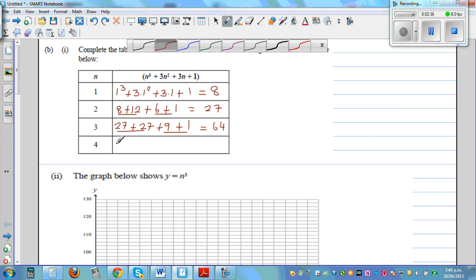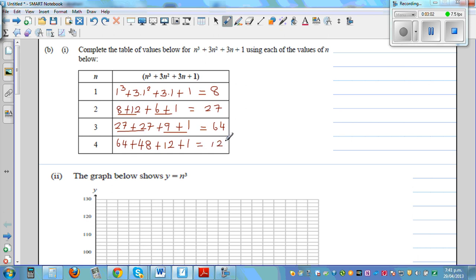So 4 cubed I know is 64, plus 3 times 4 squared. So 4 squared is 16. So you have to use BODMAS. First use the exponent. So 3 times 16 is 48, plus 3 times 4 is 12, plus 1. Okay, so this would be 125.